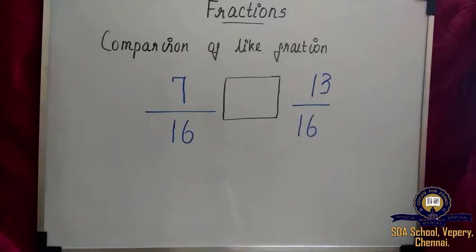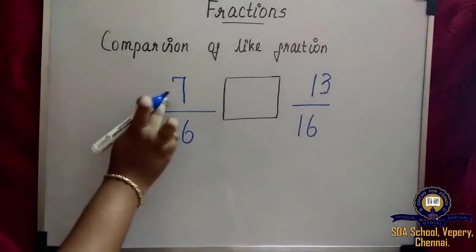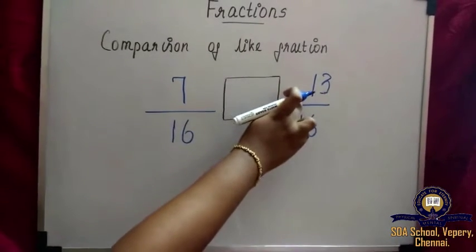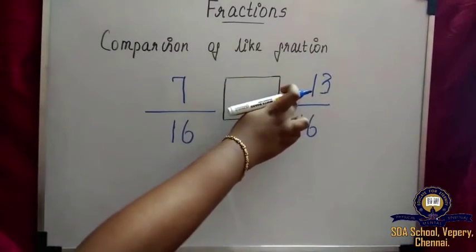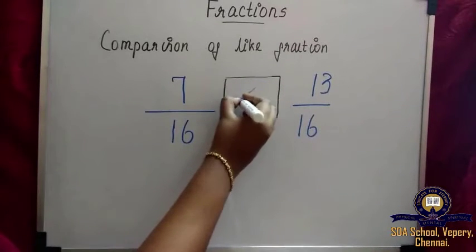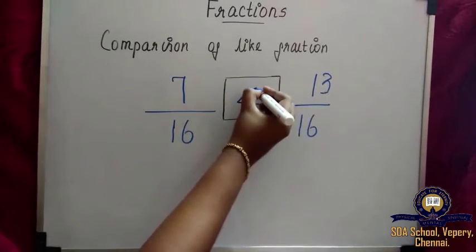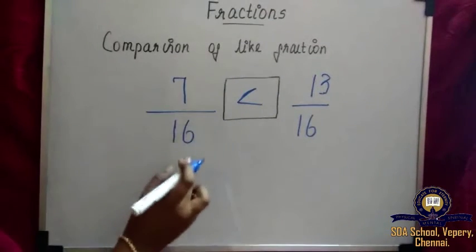Comparison of like fractions. Like fractions have the same denominator. So when you look here, 7 by 16, 13 by 16, both have the same denominator 16. So we have to compare the numerators. Here you have 7 and there you have 13. Which one is greater, 7 or 13? 13 is greater, right? So 13 by 16 is greater than 7 by 16.